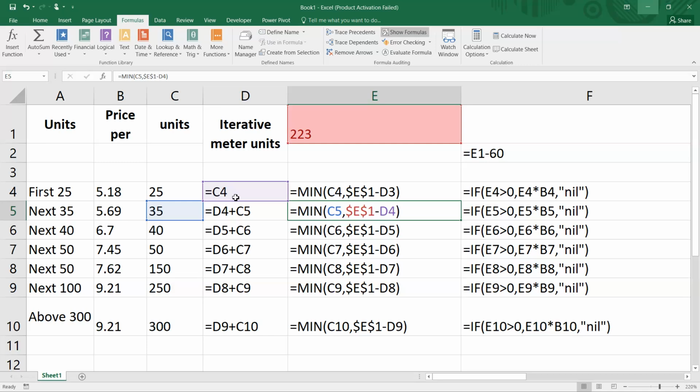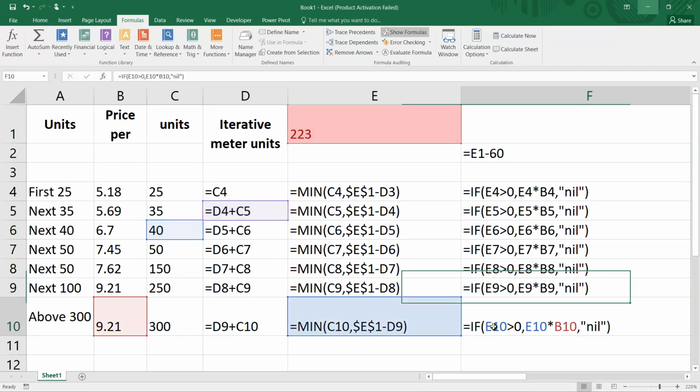So he has already paid for 25 units. So in the second slab, he doesn't need to pay for the 25 units. So E1 minus 25 units. After that, an iterative calculation means 223 minus 25 units added up with 35. So that's how it is working. And here is a formula. If this particular cell, E4, where the amount is being calculated, is greater than 0, then you need to multiply E4 with B4, that is the price per unit.